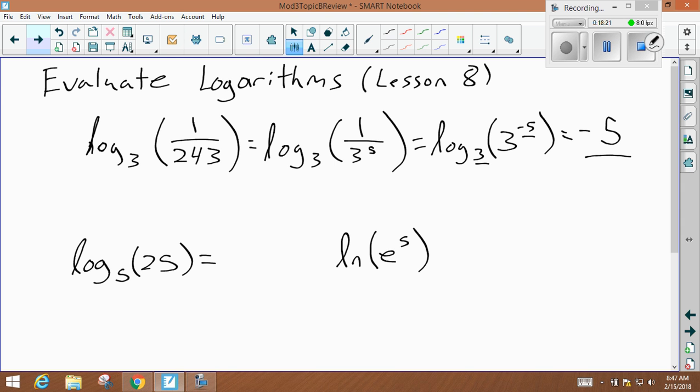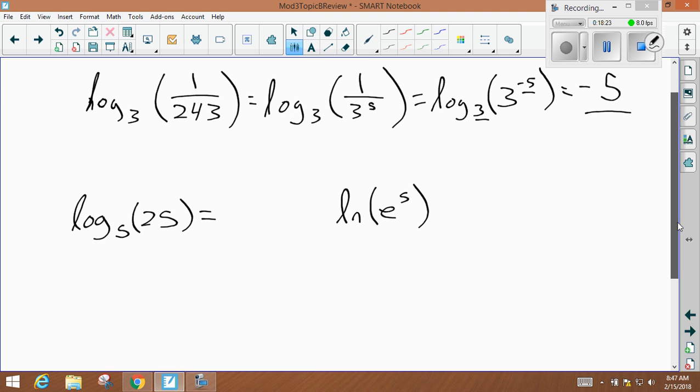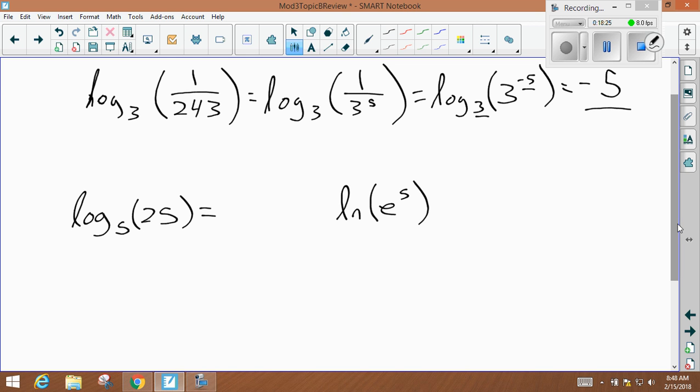Some people had a hard time dealing with that, so I said, you know what? Let's take it back a step. Why did I say that? For the same reason that we would say, what is log base 5 of 25, right? What's on the other side of this equal sign is, you're saying 5 to what power is 25? So the answer is 2.